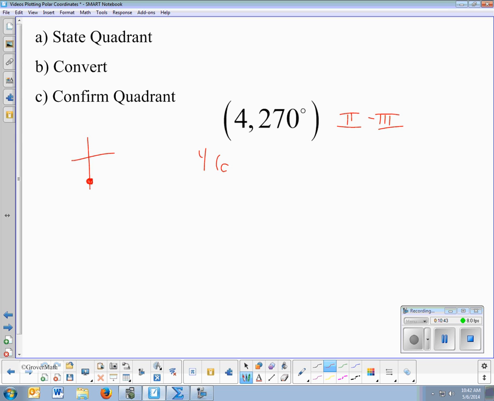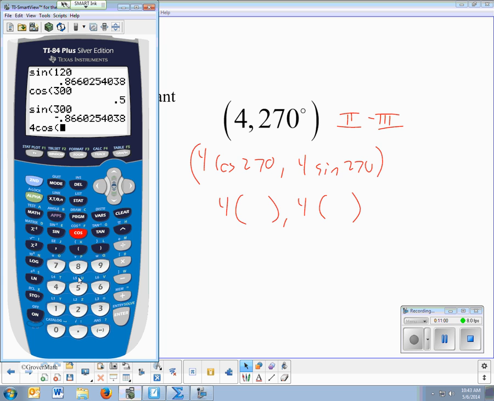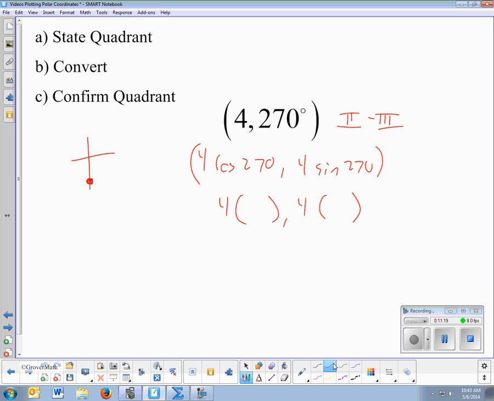And so 4 cos 270, comma, 4 sine 270. And that would be 4 times cos 270 and 4 times sine 270. So let me just calculate these real quick. 4 cos 270 is 0. Cos 270 is 0, so 4 times cos 270 is 0. And sine 270 is negative 1. So cos 270 is 0, sine 270 is negative 1.